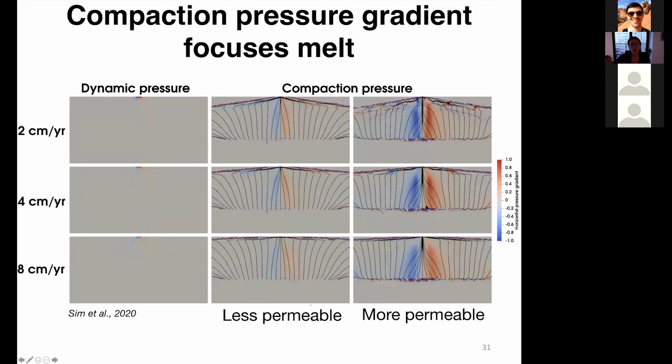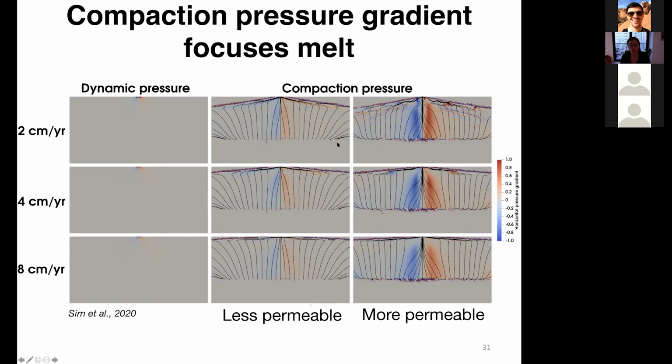So now to go back to the question of pressure, how pressure gradients actually focus melt, moving melt horizontally towards the ridge axis. I'm showing the different horizontal pressure gradients that are normalized by your buoyancy. Remember that any horizontal melt flow is going to have to have the same order of magnitude as the buoyancy for it to matter, for it to actually move anything horizontally. So here on the left, I'm showing the dynamic pressure, and you can see it really only matters very, very close to the ridge axis.